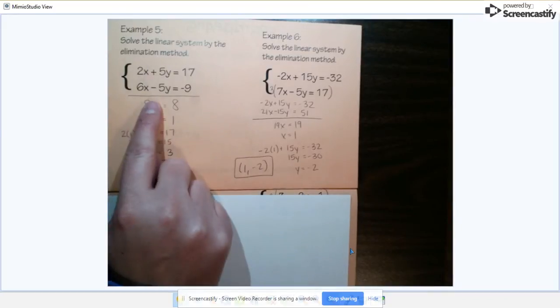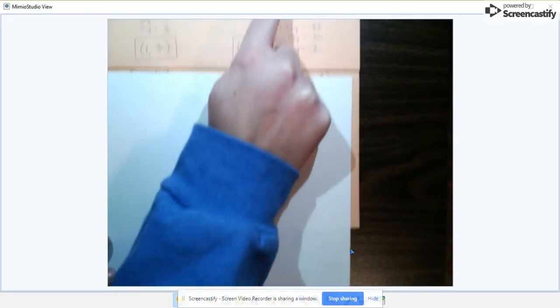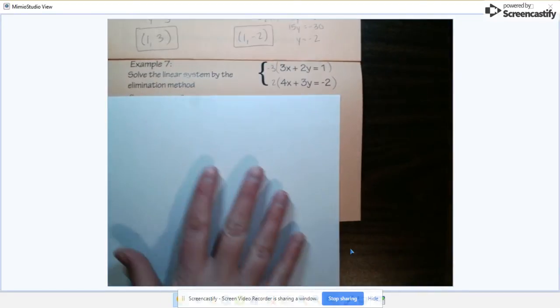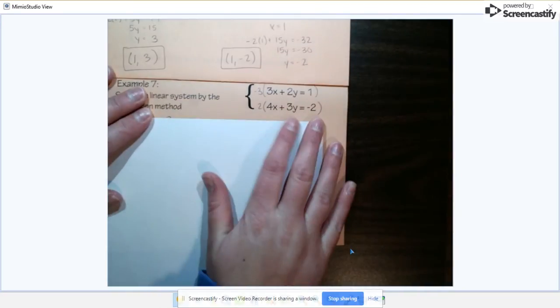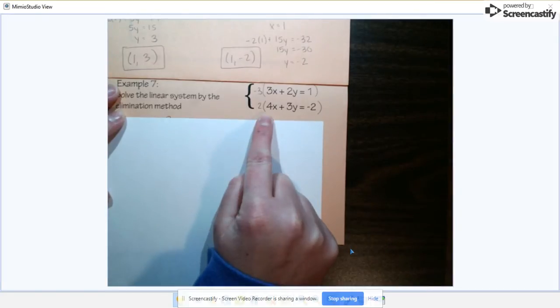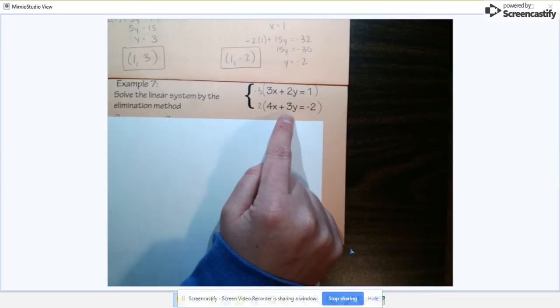Okay, so example 5, super easy. Example 6, medium. We just had to multiply one equation. Example 7 is going to be a little more challenging, but it's definitely manageable. So here we look at our 2 equations. 3 and 4, those don't cancel. 2 and 3, those don't cancel. But I can multiply either or both equations. So we need to multiply both equations in this case because none of our coefficients are multiples of one another.